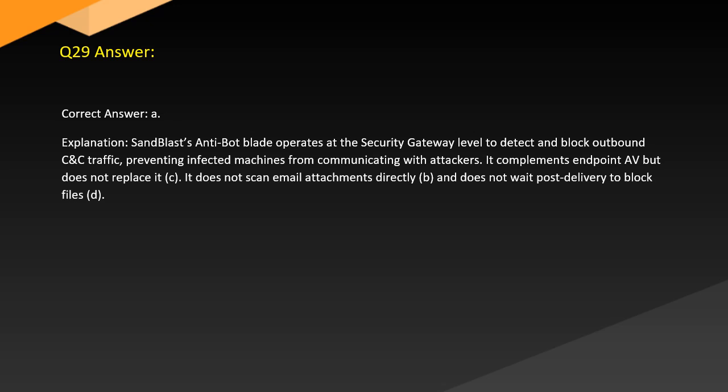Answer. Correct answer: A. Explanation: SandBlast's anti-bot blade operates at the security gateway level to detect and block outbound C&C traffic, preventing infected machines from communicating with attackers. It complements endpoint protection but does not replace it. C: it does not scan email attachments directly. B: and it does not wait post-delivery to block files. D.